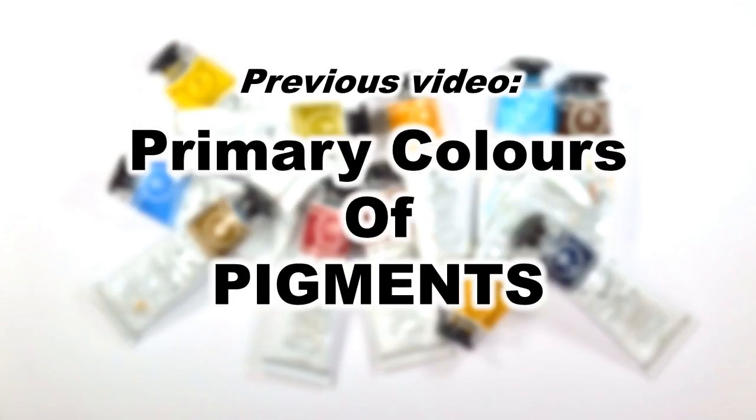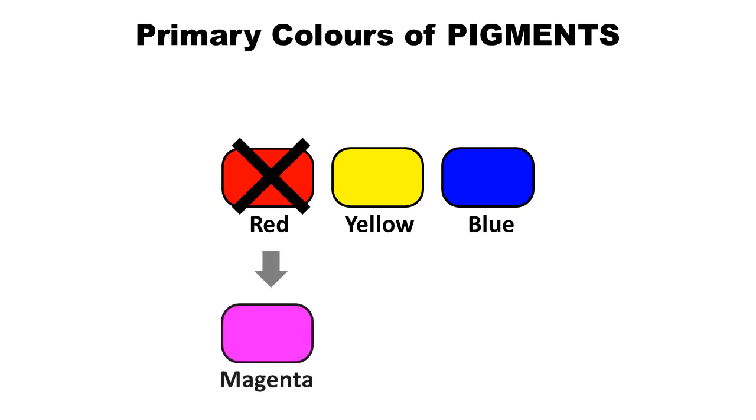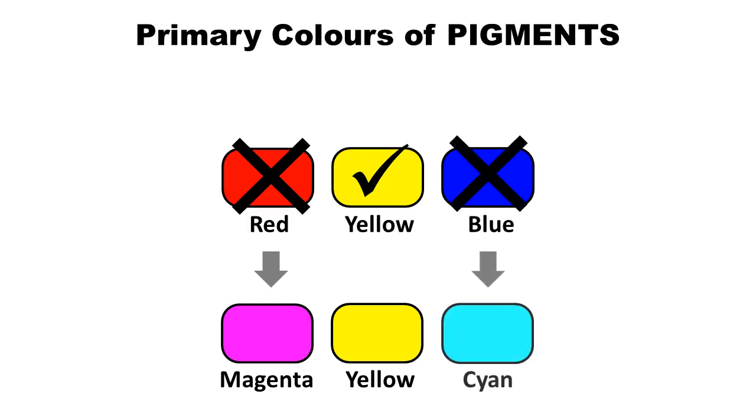In the previous video, we concentrated on the primary colours of pigments. We said that the primary colours were not in fact red, yellow and blue, as many of us were taught when we were young. Instead of red, we have magenta. Yellow is correct, it is a primary colour. And instead of blue, we have cyan.